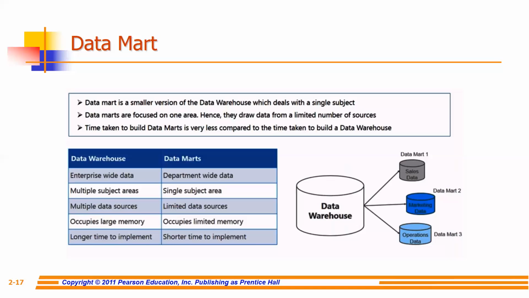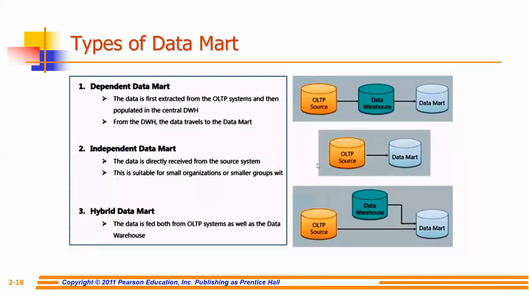Sometimes the data marts are formed from a data warehouse, while at other times we may have other variants: the dependent data mart, independent data mart, and hybrid data mart. These are the three important types of data marts. In an OLTP system, the data is consolidated into a data warehouse, and then the separate data marts are formed. This is called dependent data marts.